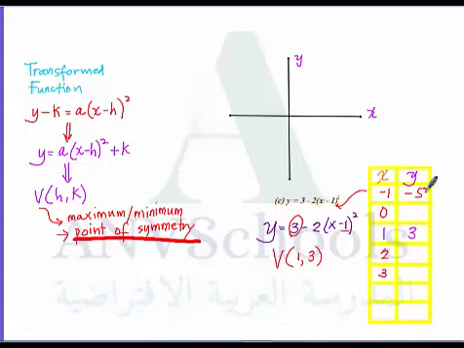If my x is 0, then I would have 3 minus 2 times (0 minus 1) squared. So that's just 3 minus 2. So we have 1. And if I have 2, then that's 3 minus 2 times (2 minus 1) squared. So 3 minus 2 only. So that's 1. And if I have 3, so 3 minus 2 times 2 squared.